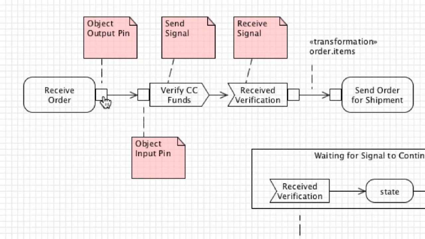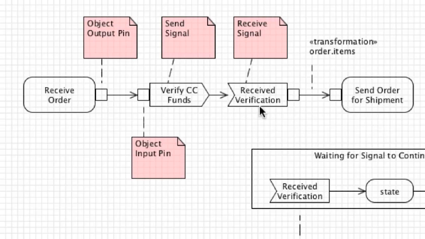This is known as the object output pin, and this is known as the object input pin, and then it will be moved over. And then as we move on, we could also document exactly what part of the object is being passed from one activity to another, and this is known as a transformation. And yes, you normally do list it as a transformation as I have it on the screen.